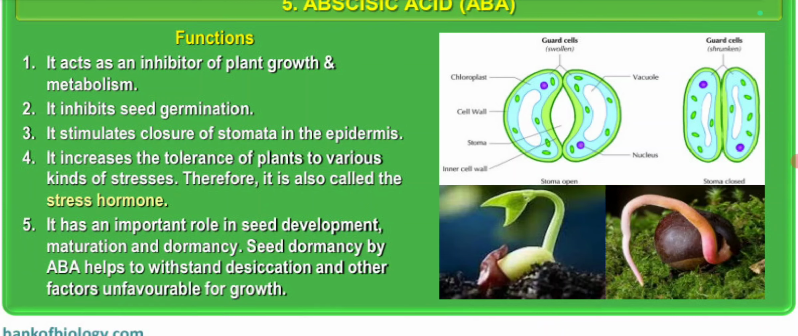Seed dormancy by ABA helps to withstand desiccation and other factors unfavorable for growth. Desiccation means the process of becoming completely dried.